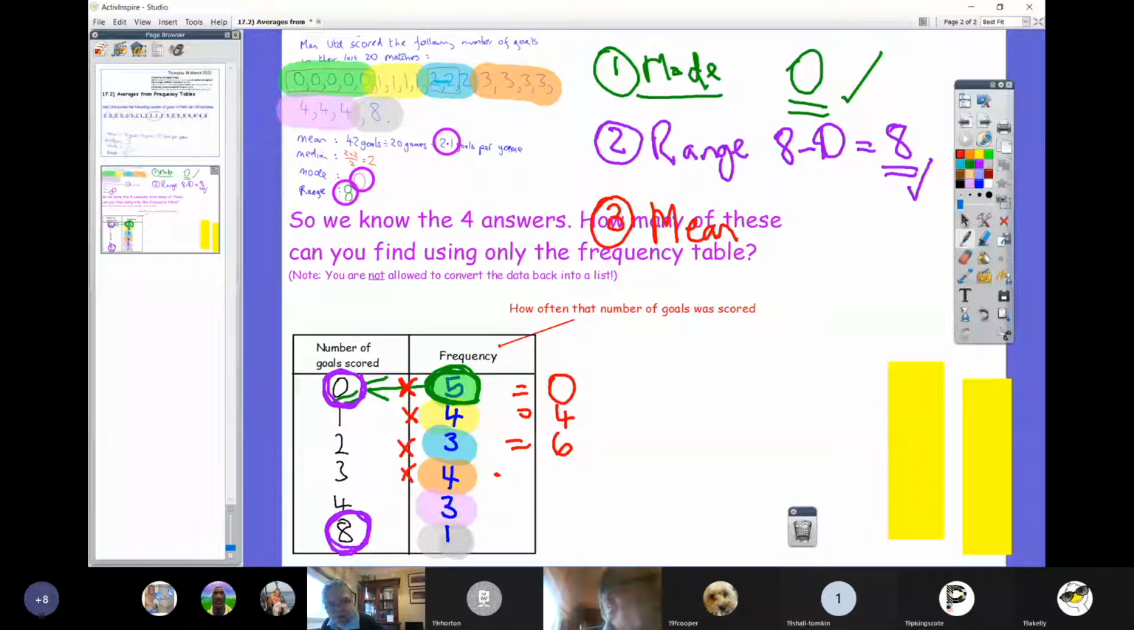So you will see that I'm just cross multiplying. I'm multiplying the number of goals scored by the frequency to give me a subtotal of goals. And then I'm going to add up that final column in red. I'm going to add up that 0, add 4, add 6, add 12, add 12, add 8. And that again will give me the 42 goals.